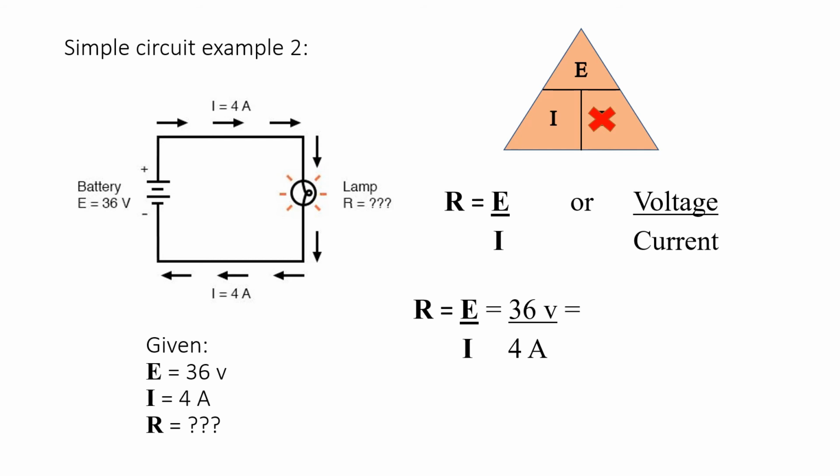Then proceed to the mathematical operation. 36 divided by 4 is equal to 9. And apply the standard unit for resistance, which is ohms. Therefore, if voltage is equal to 36 volts and current is equal to 4 amperes, 36 volts divided by 4 amperes is equal to 9 ohms. If you got 9 ohms as your answer, that is the correct answer. Very well, keep it up.